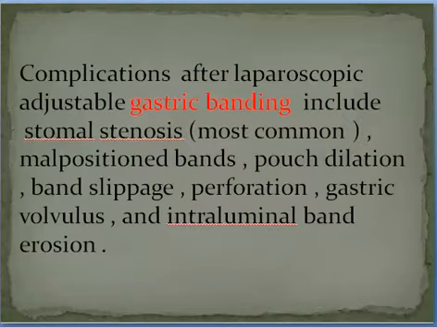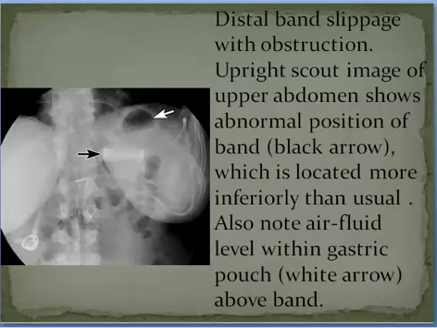Complications of the laparoscopic adjustable gastric banding include stomal stenosis, which is the most common, malposition, pouch dilatation, band slippage, perforation, gastric volvulus, and intraluminal band erosion. Distal band slippage with obstruction. Upright scout image of the upper abdomen shows abnormal position of the band, black arrow. It should not be oriented like that. It's located more inferior than expected. Also note the air-fluid level within the gastric pouch.